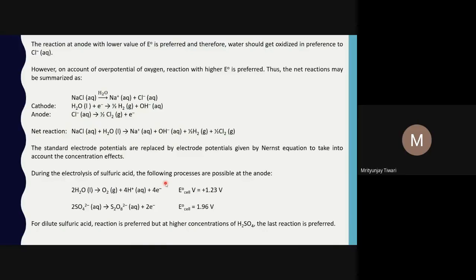So during the electrolysis of sulfuric acid, the following processes are possible at the cathode, and these are the possible reactions, and this reaction is preferred. At the anode, water is oxidized to oxygen gas when the concentration of sulfuric acid is very low, and this reaction is plus 1.23 volt. However, once the concentration of sulfuric acid is high, this reaction takes place very little, because it requires overpotential, and the second reaction will be preferred. So at higher concentration of H2SO4, the last reaction is preferred, because of the overpotential.